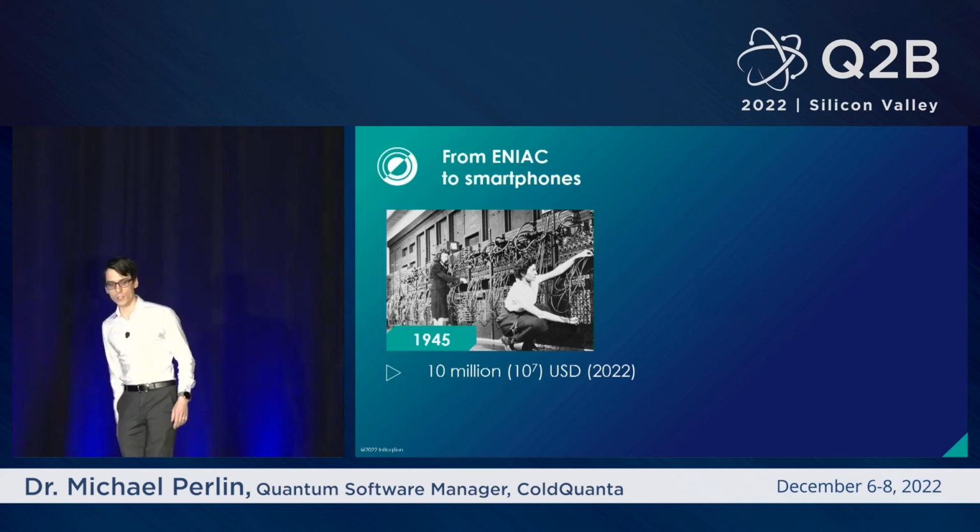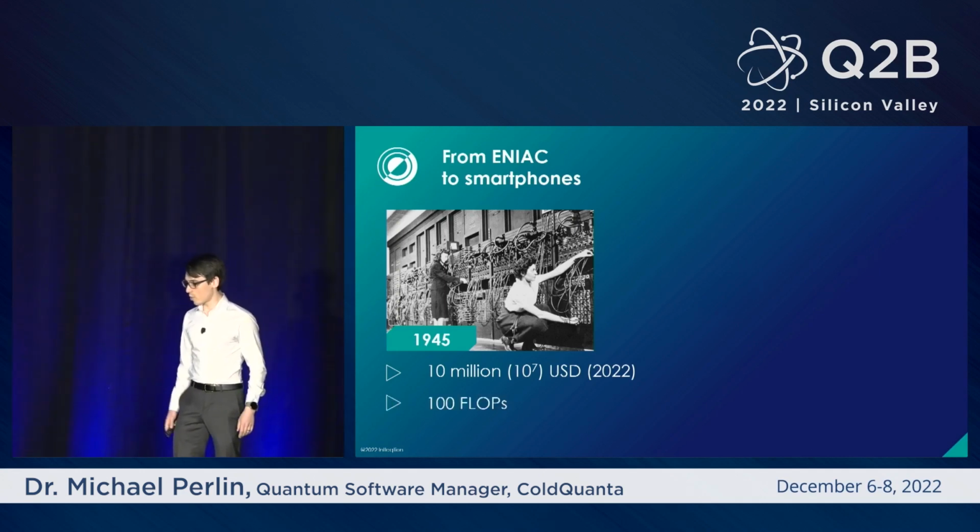And what did $10 million get you? It got you a 30-ton machine that could perform about 100 floating-point operations per second. So addition, subtraction, multiplication, division.